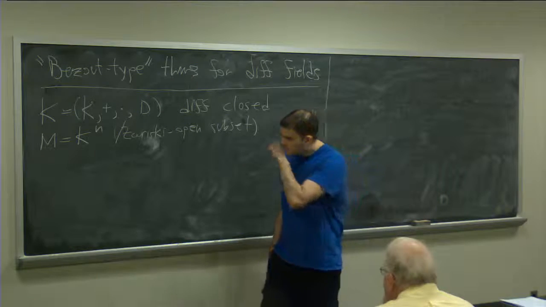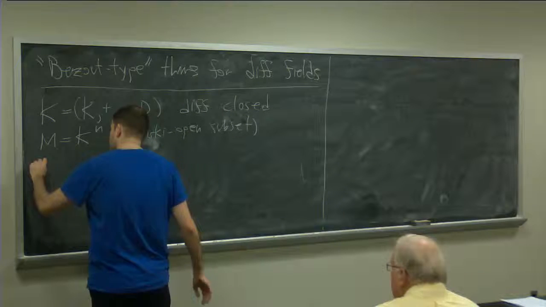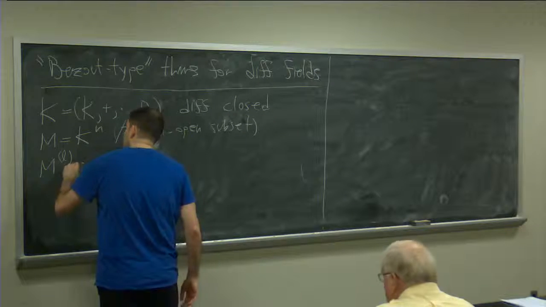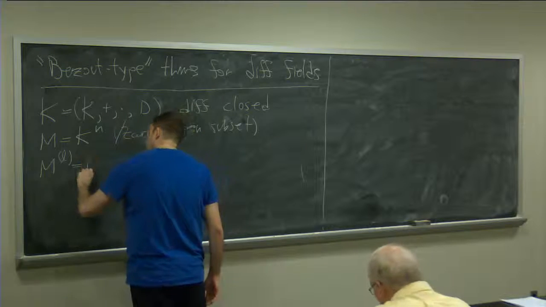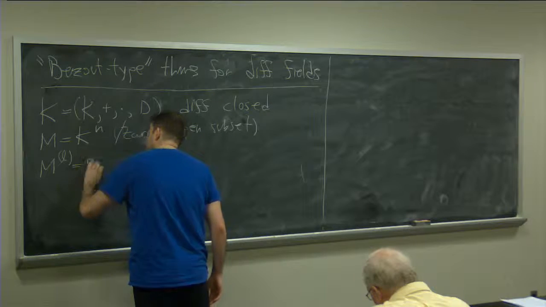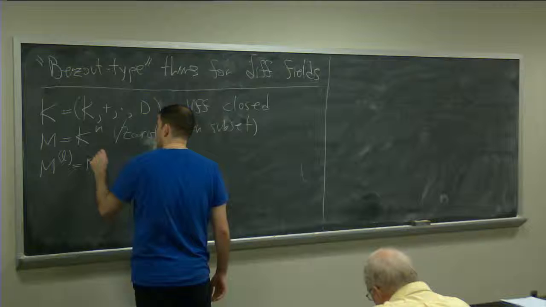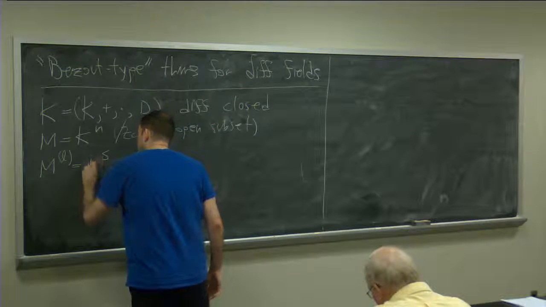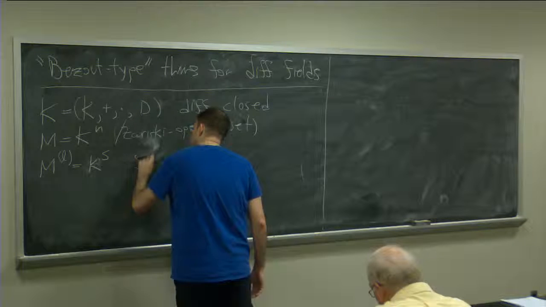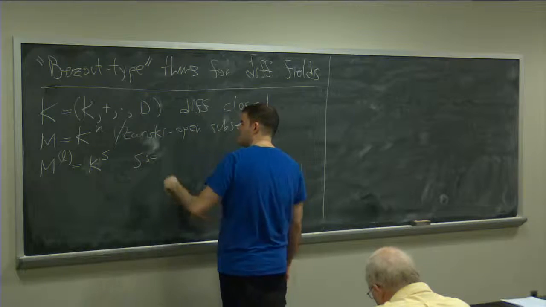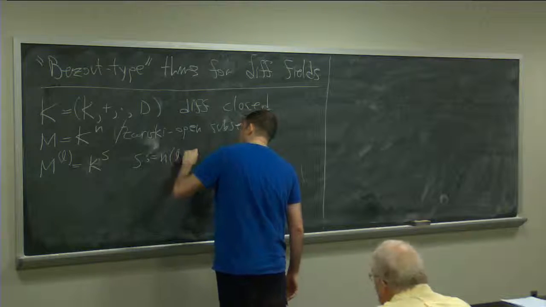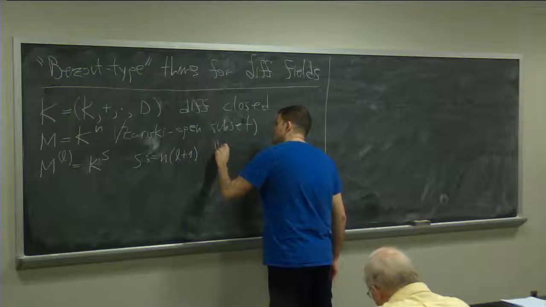So the way I do it is as follows. First I'll define a prolongation space of M, M_L. It will be M to the power, K to the power S, where S is N times (L plus 1). So I think of this as a space of jets.